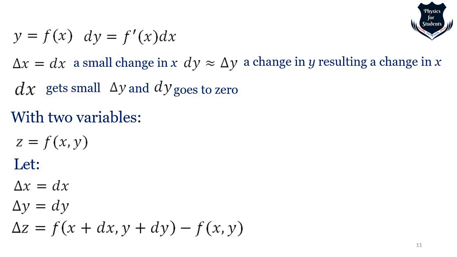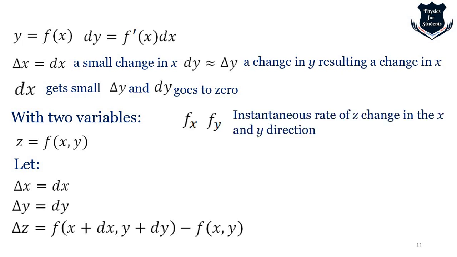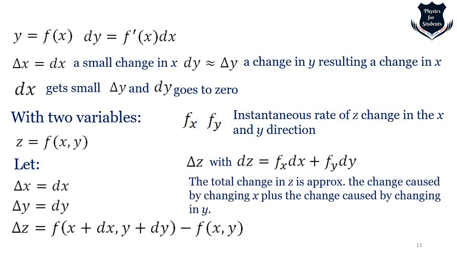Now let us remember also that what we learned is that f sub x and f sub y give the instantaneous rate of change in the x and y direction respectively, right? So we can approximate this delta z with dz equal to this one. In other words, we can say that the total change in z is approximately the change caused by changing x plus the change caused by changing y. So I've just put it in words. The total change in z is approximately the change caused by changing x plus the change caused by changing y.